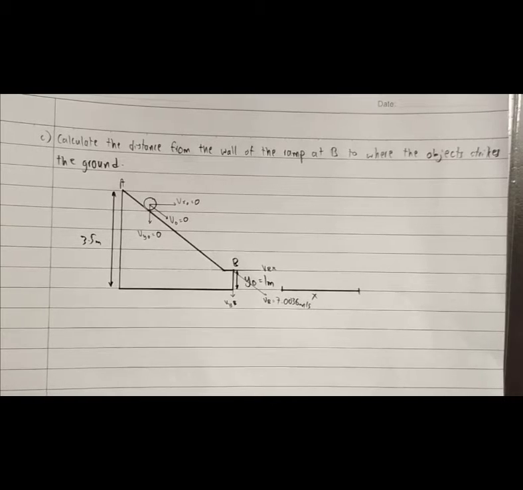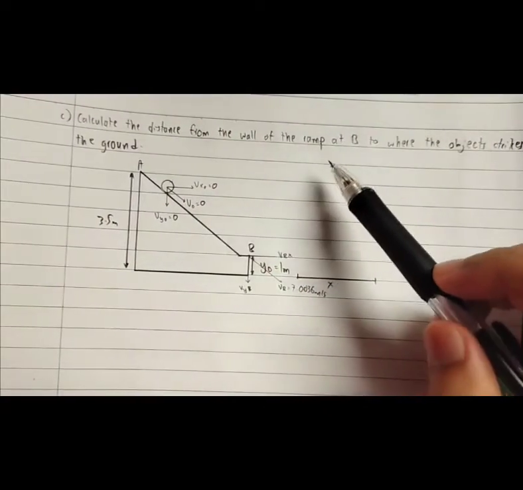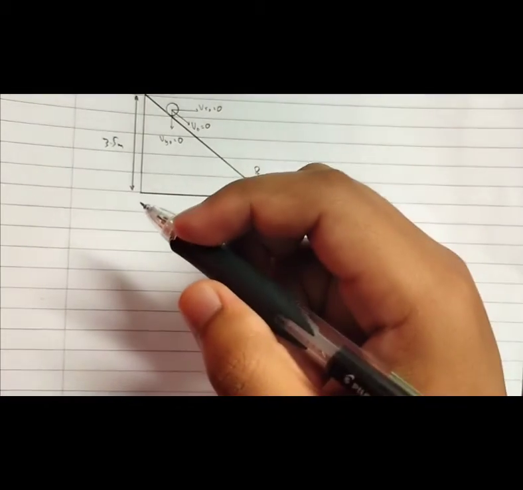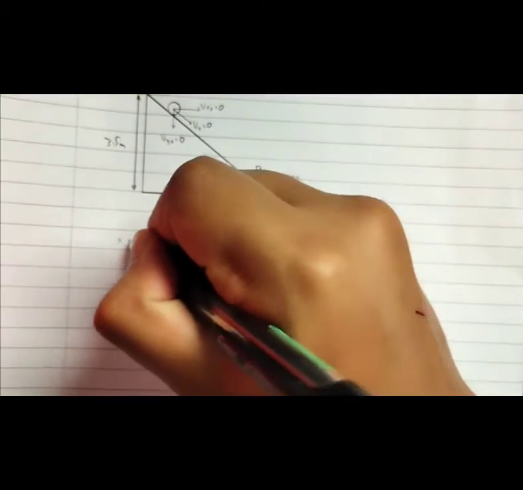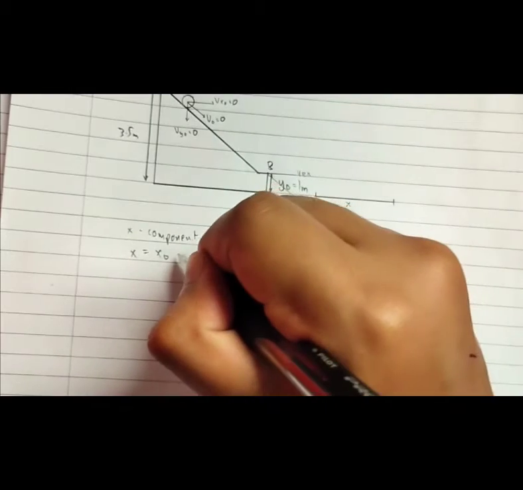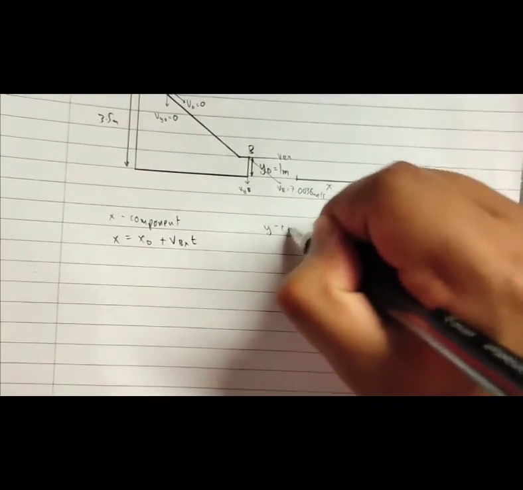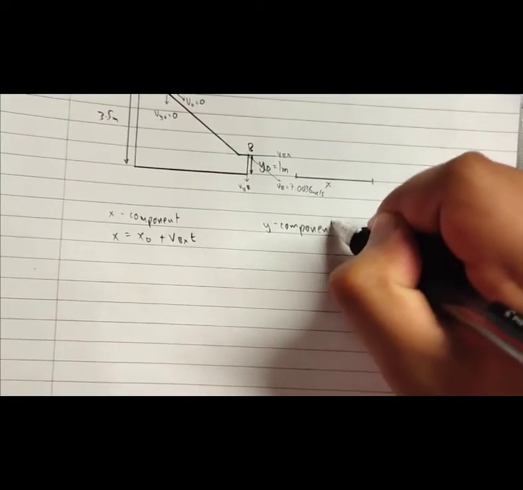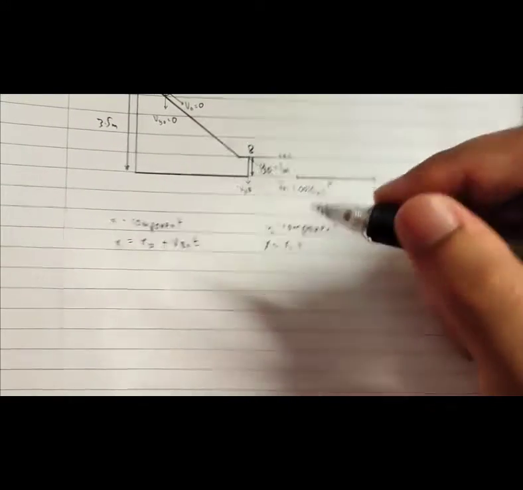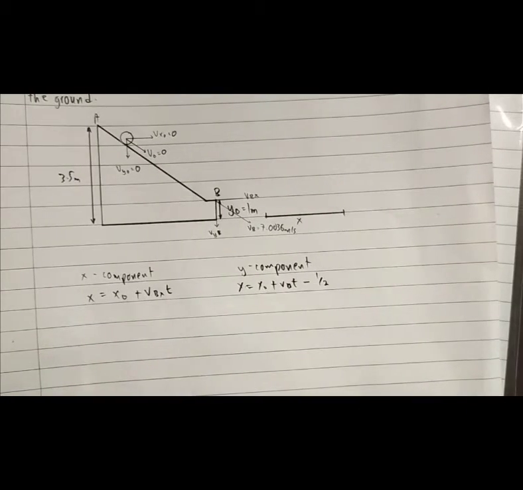Assalamualaikum. Now let's proceed to question 1C. For question 1C, we need to calculate the distance from the wall of the ramp at B to where the object strikes the ground. Firstly, we have to list down the X component and the Y component. For the X component, x equals x naught plus VBx t. For the Y component, let's write the equation first: y equals y naught plus v naught t minus 1 over 2 g t squared.